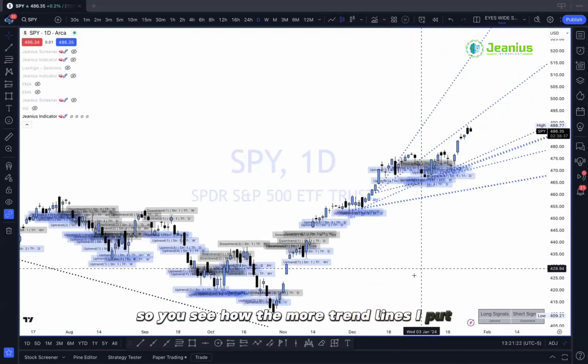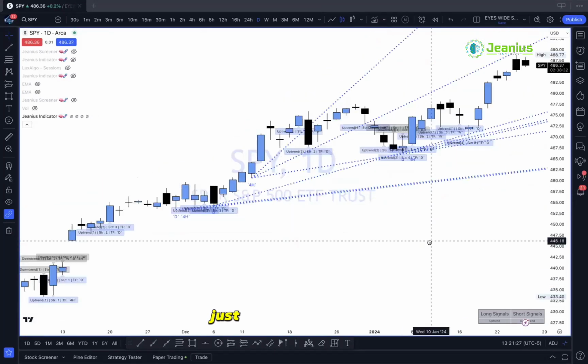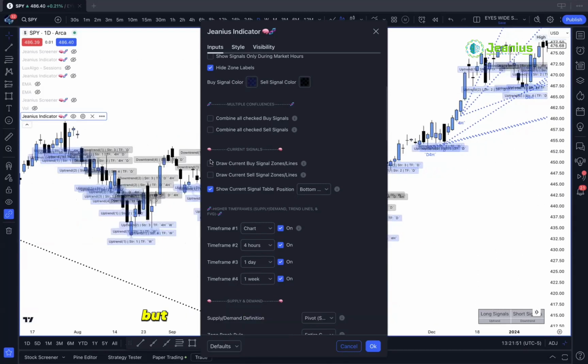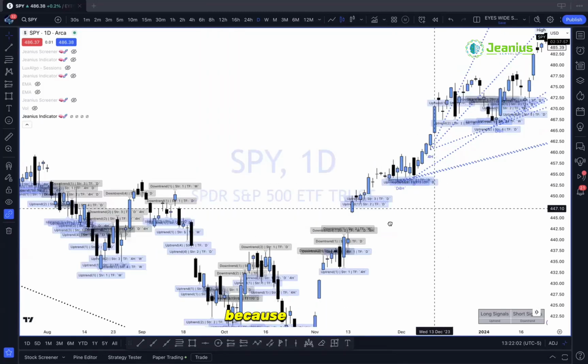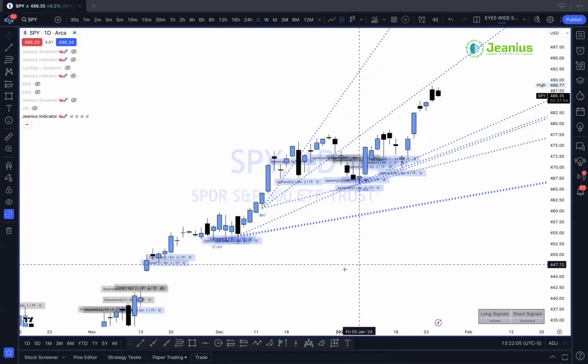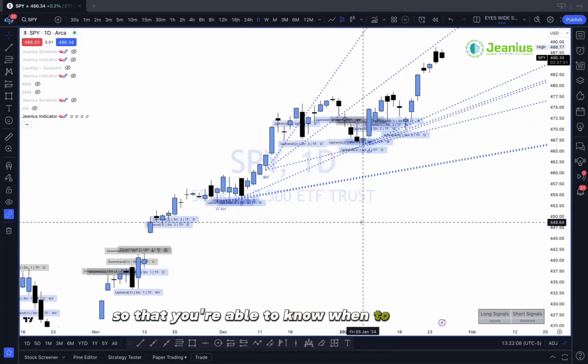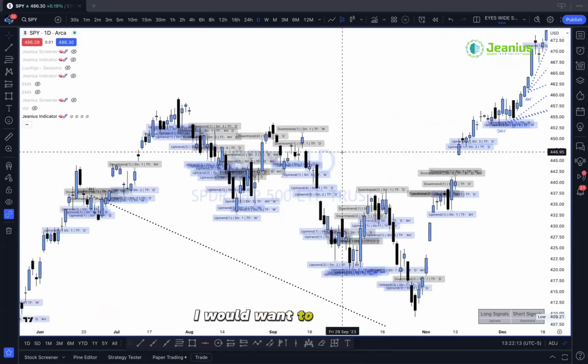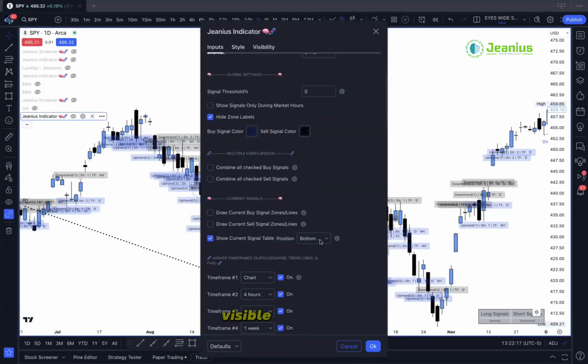So you see how the more trend lines I put, you see how crazy it gets? This guy is just absolutely insane. Also, let's revisit this setting here. This current signal setting pretty much will allow you to have these trend lines on your chart, but take them off until they're touched. Now, once again, I don't see the point of having this on for trend lines, because obviously you need to see the trend lines so that you're able to know when to buy or sell depending on how you trade. So I would want to see a visual of that. I wouldn't want that to be hidden on my chart.